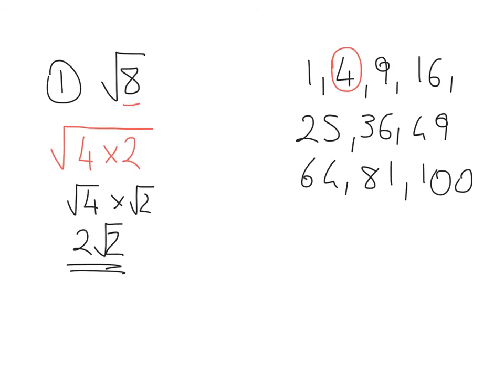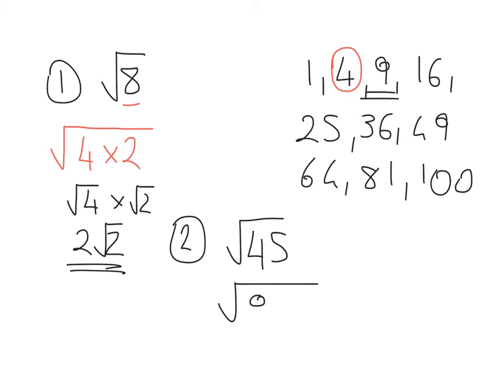Example 2. We're going to simplify root 45. So I'll go to my list, and the biggest number which is a factor of 45 is 9. So I can now write that as the square root of 9 times 5. Root 9 times root 5. The square root of 9 is 3, so that can now be written as 3 root 5.